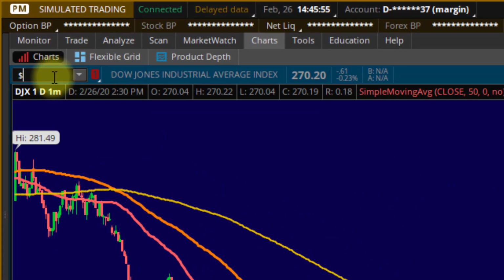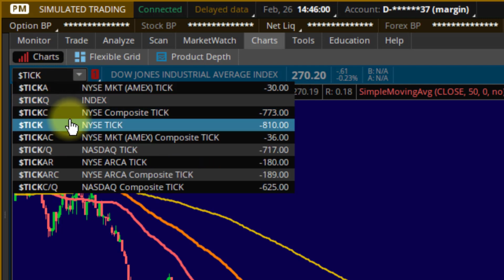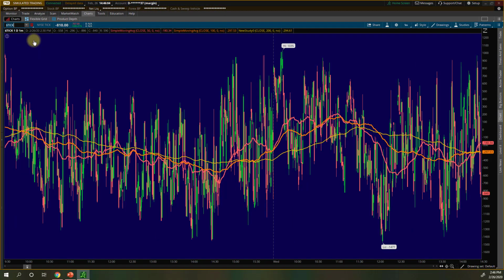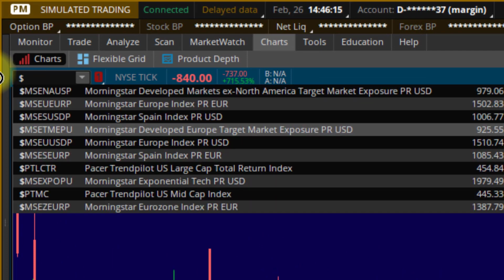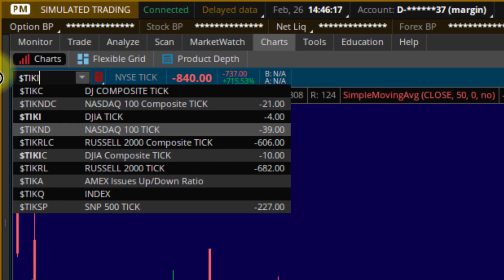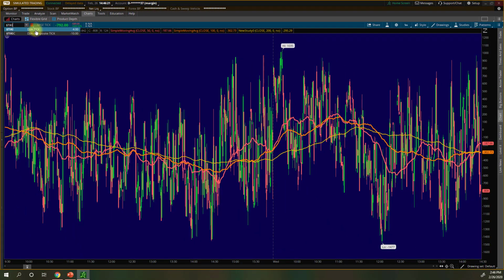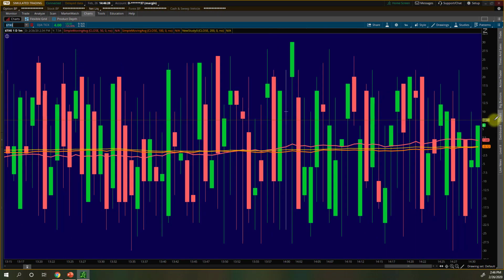I'm just going to do $TICK, and in the drop-down menu, you can see right there, $TICK, NYSE tick. Choose that, and that's what's going on in the NYSE. Now again, just to make it a little easier to see what's happening, I'm going to go to the Dow. So we're going to use $TIKI, and right there at the top, Dow Jones Industrial Average tick. Choose that, and let's go ahead and zoom in here to make it easier to see.